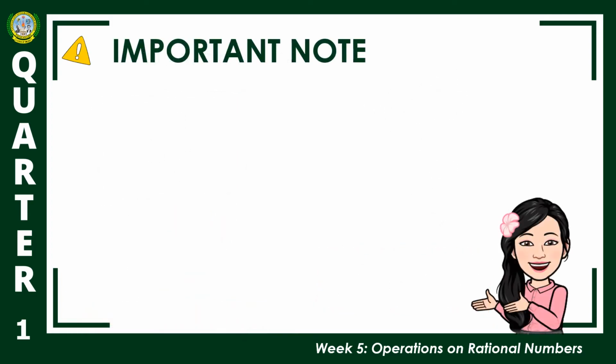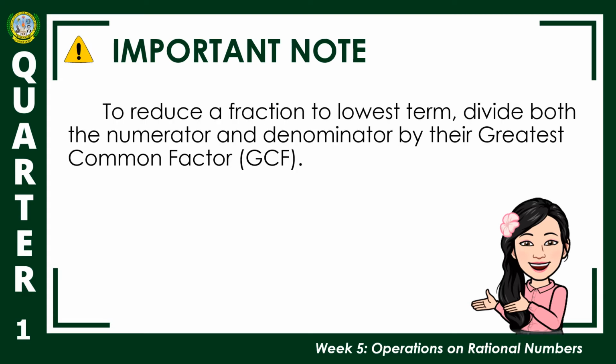Okay, we have here an important note. So, tatandaan nyo to, syempre. To reduce a fraction to lowest term, so, tandaan nyo pa bang mag-lowest term? So, para po makapag-lowest term tayo, we have to divide both the numerator and the denominator by their greatest common factor or what we call the GCF. So, sana po ay tanda pa kung ano po ang ibig sabihin ng GCF.